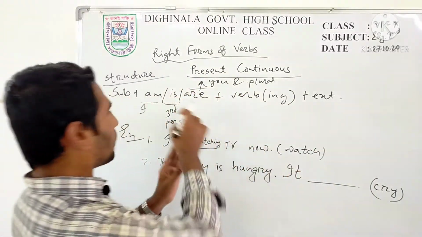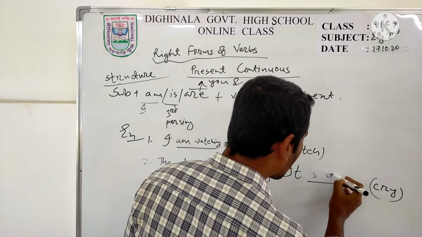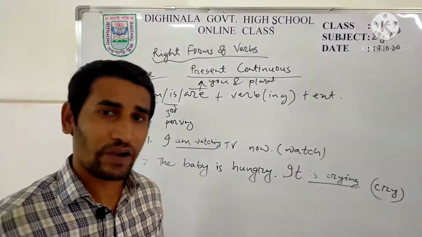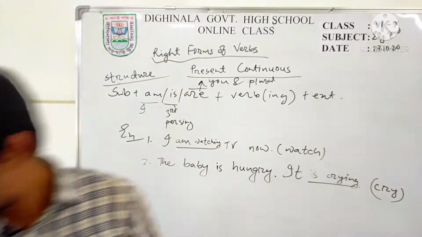So after it there should be what? It is third person singular. So there should be what? Is, and after cry you have to add crying. So there is a present continuous tense. It's very easy. Okay. Now come to the next tense, that is present perfect tense for today.